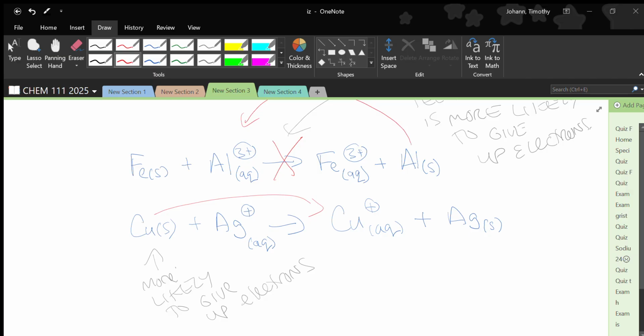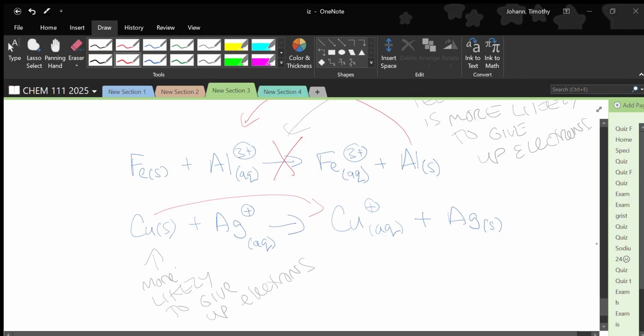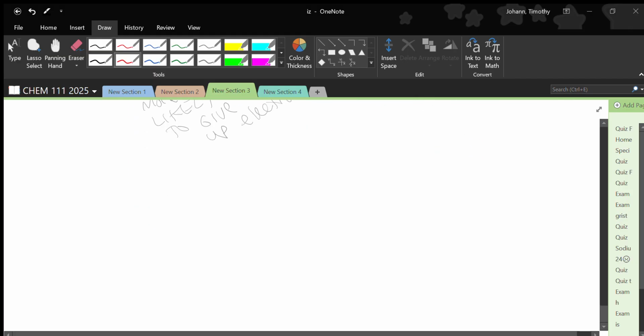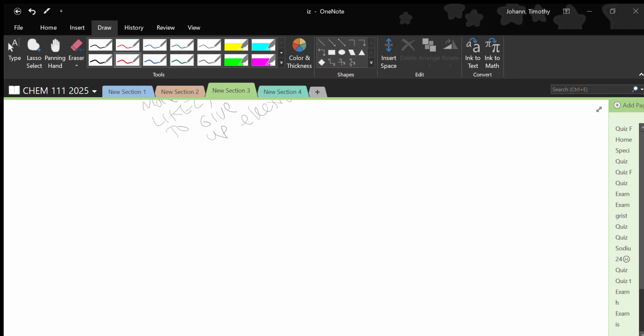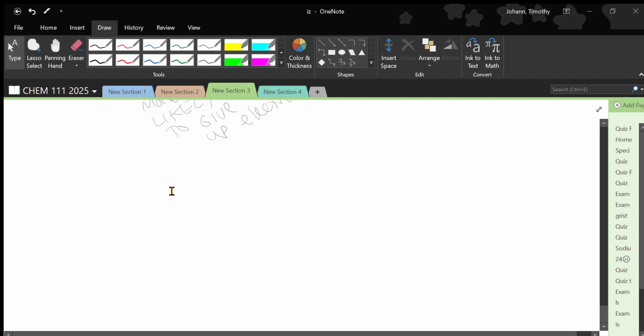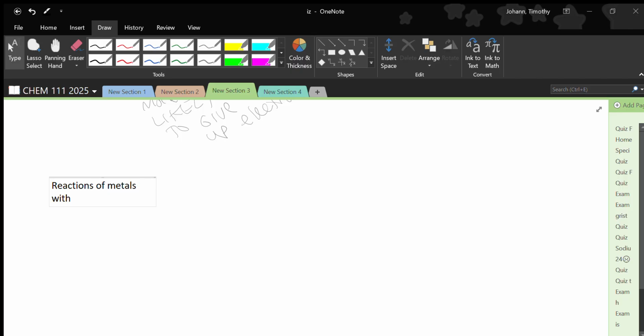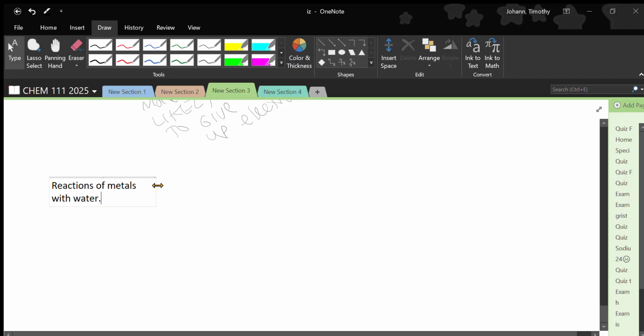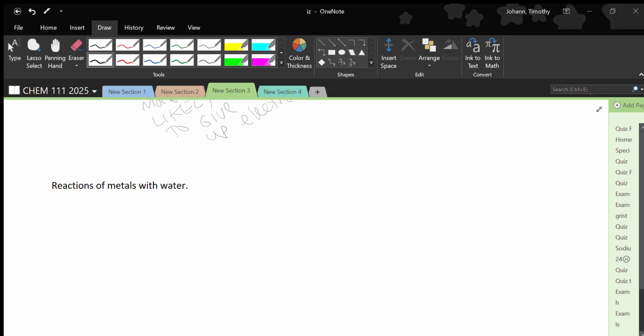All right, with my last 3 minutes here, I want to talk about one more reaction, and then I'll leave this for you to practice on the homework. This is reactions of metal with water. So metals can react with water, and they're essentially going to give their electrons up to water. Like I said, sometimes these things are so reactive that they will give up their electrons to just pure water, and sometimes you need to have a little bit of acid around.